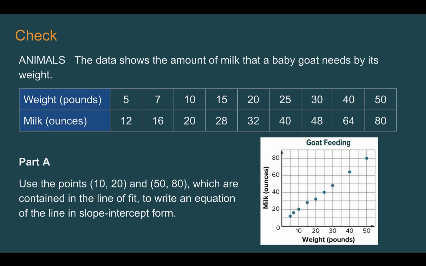Check your understanding. In the context of animals, the data shows the amount of milk that a baby goat needs by its weight. Given the data here, they already plotted it for you, and they tell you which points to use. Using those 2 points, write an equation for the line in slope-intercept form. Just do this part for now. Pause the video and complete the check.